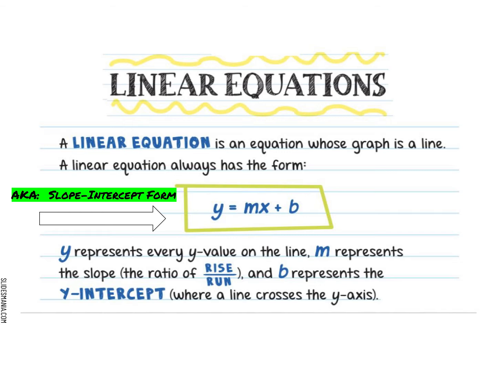A linear equation is an equation whose graph is a line. So when we graph it, it's going to be straight. The most common form that we use to write a linear equation is y equals mx plus b. The y represents every y value on the line. The m represents the slope, which is rise over run, and b represents the y-intercept, which is where the line crosses the y-axis.